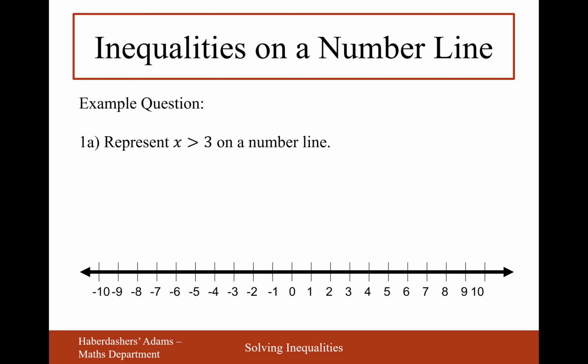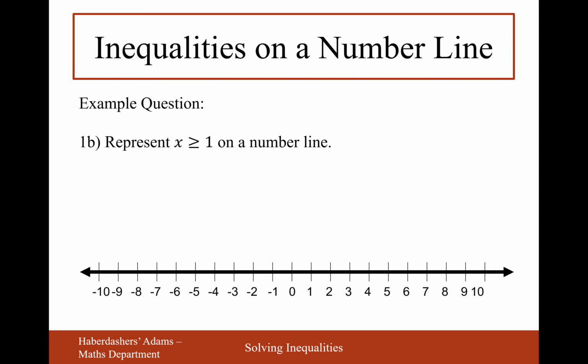Okay, so first question that we'll have a go at together then. Represent x is bigger than 3 on the number line. Now, we're not allowed to include 3. X equals 3 is not allowed as an answer. So what we do there is we put an empty circle at 3, and then we want any number bigger than 3. So that's how we would draw it on the number line. Now, if this inequality had an equality on it, then you would just colour in the circle. And that would mean that you could include 3 as one of your x values.